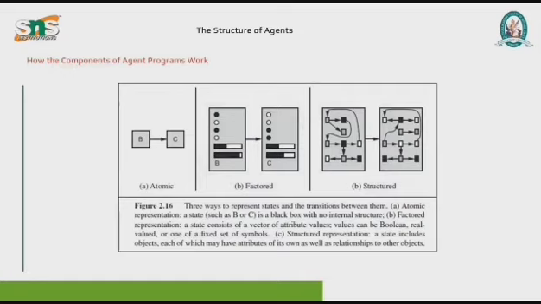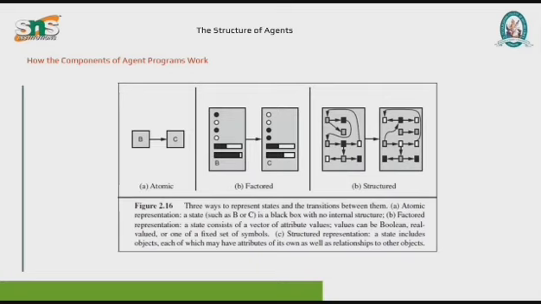Number 2, factored representation. A state consists of a vector of attribute values. The values can be Boolean, real-valued, or one of a fixed set of symbols. The last one is the structured representation: a state includes objects, each of which may have attributes of its own as well as relationships to other objects.